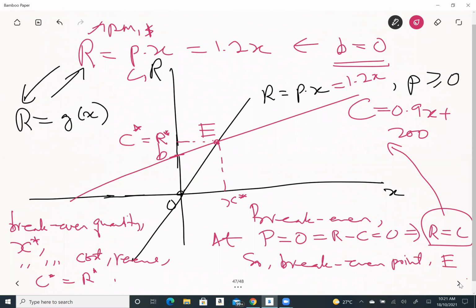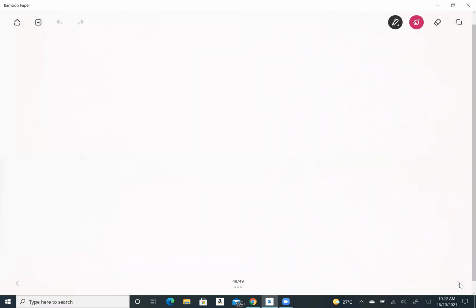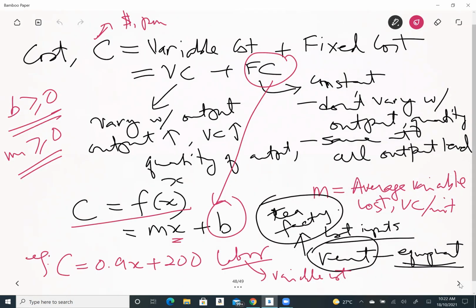So therefore, we already have this example here. I want you to solve the system. What you have is a system of equations, a system of linear functions, so you can solve it. Find the equilibrium point. What is the break-even output level, and what is the break-even revenue?